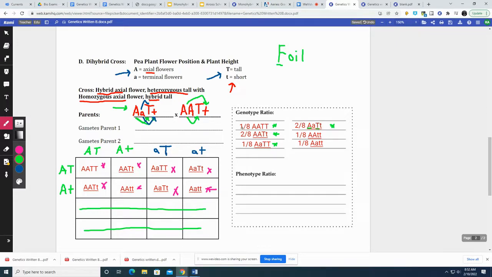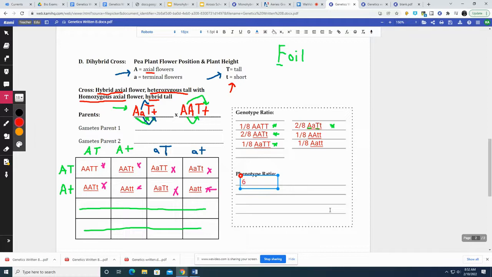That's it. So you count them up. 1, 2, 3, 4, 5, 6. 6 out of 8 are going to have the phenotype axial and tall. 6 out of 8 have the phenotype of being axial flowers plus tall plants.